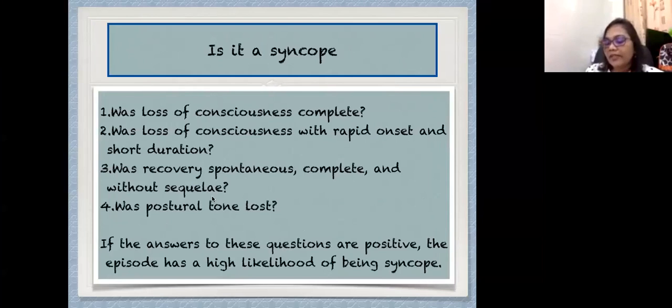So, one of the commonest difficulties when we face these problems is deciding whether it was actually a syncope or not. So here are 4 questions which will help you finalize whether this is a syncope or not. 1, was loss of consciousness complete? 2, was loss of consciousness with rapid onset and short duration? 3, was recovery spontaneous, complete, and without any sequelae? And 4, was postural tone lost? So if the answers to these questions are positive, the episode has a high likelihood of being a syncope.